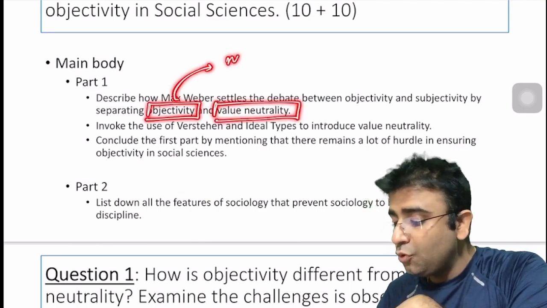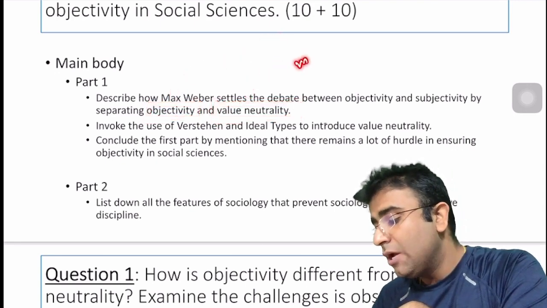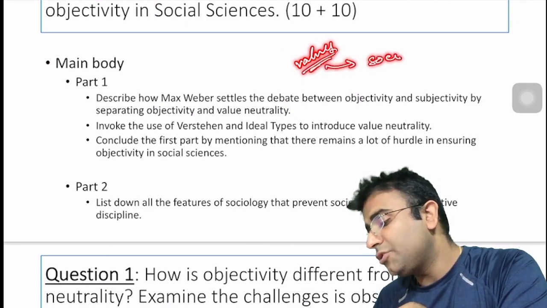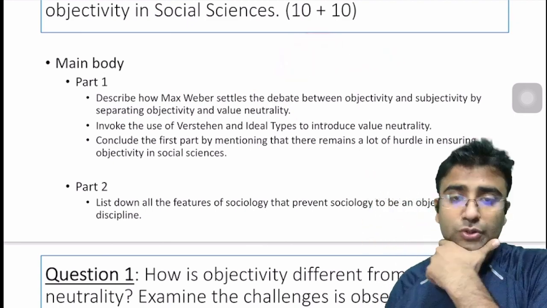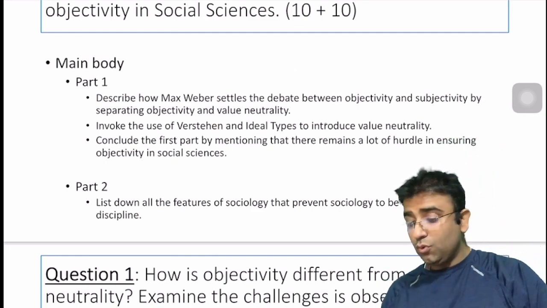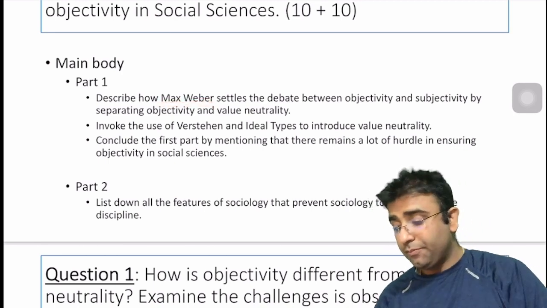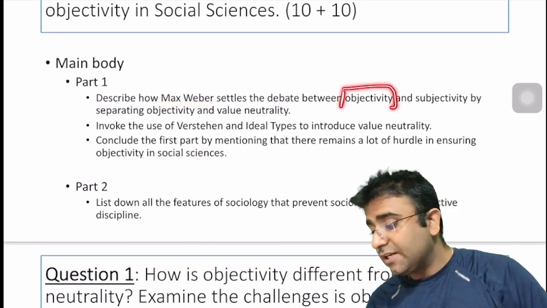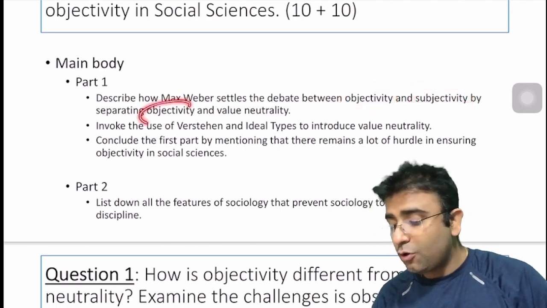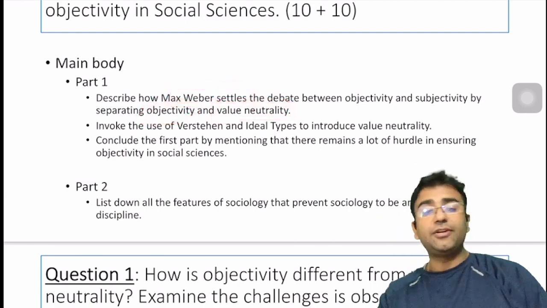Objectivity talks about no values at all, whereas value neutrality talks about taking into consideration values while carrying out sociological research and clearly spelling out those values. Is it clear to everyone? Right? So this is how Max Weber settled the debate between objectivity and subjectivity, by showing that instead of objectivity, you will target value neutrality in sociology.